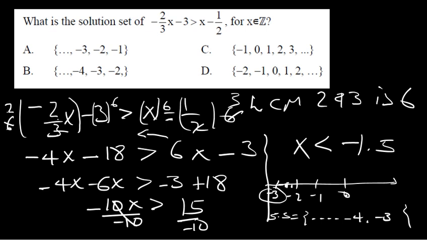So what are the integers less than negative 1.5? We need to start from negative 2. So here it is from negative 2, the answer is found in B. So we have to take care of this kind of silly mistakes. This kind of silly mistakes can be done by anybody. So we need to take care and we have to be focused. Thank you. Let's go to the next question.